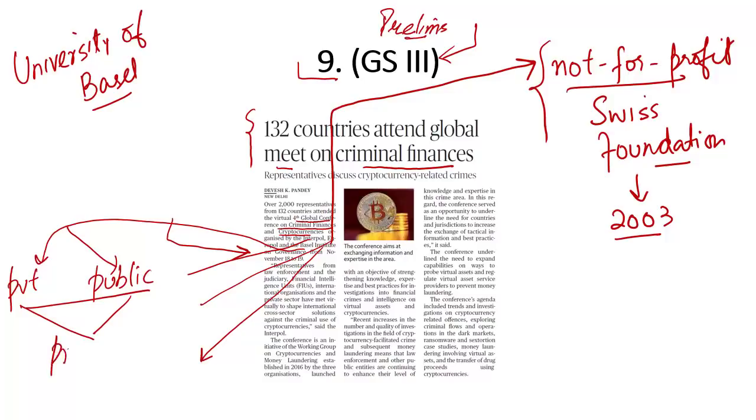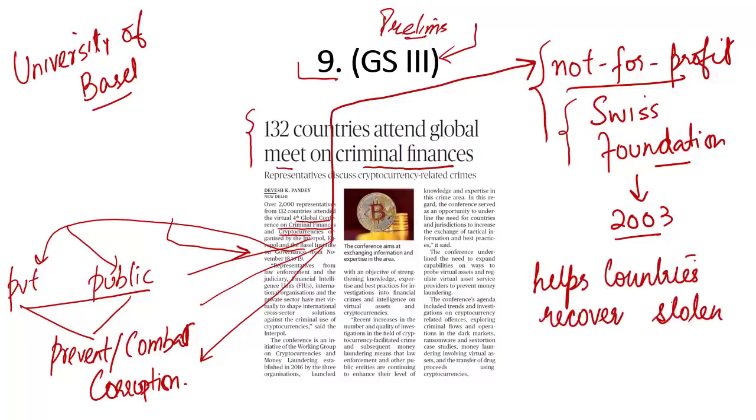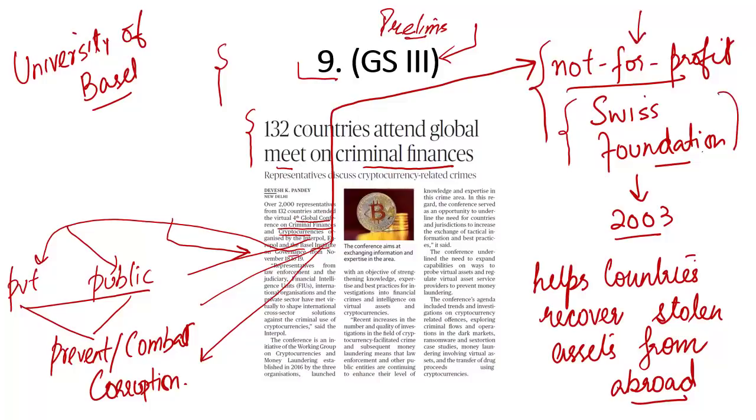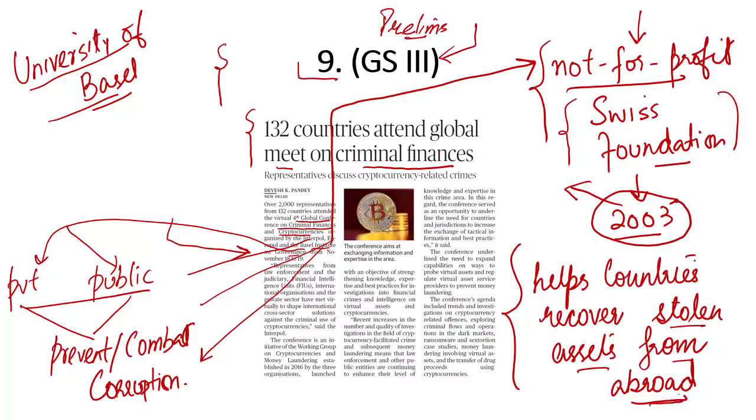To do what? They prevent and combat corruption. What this organization also does, and this is a very important statement for your prelims, is help countries recover stolen assets from abroad. So from this newspaper article, number one, we need to understand a few details regarding Basel Institute on Governance. It is a not-for-profit Swiss foundation established in the year 2003. It is an institute associated with the University of Basel. It helps countries recover stolen assets from abroad, and it primarily cooperates with both private entities as well as public organizations, and they help in preventing and combating corruption.